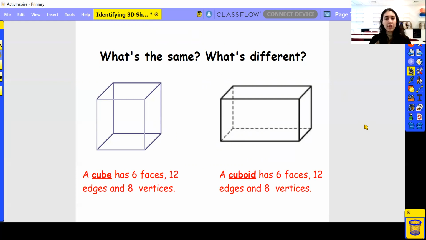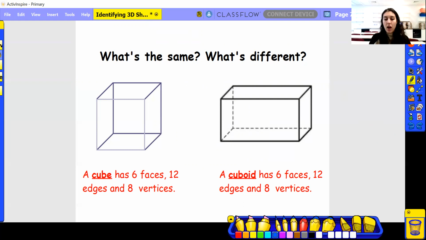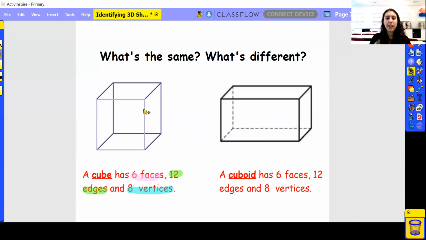Well done if you've shared some of your ideas. So what I'd like to draw out to you is that a cuboid and a cube have the same number of faces, the same number of vertices, and the same number of edges. You can see that here as well. So the only thing that makes them different is the shape of their faces.